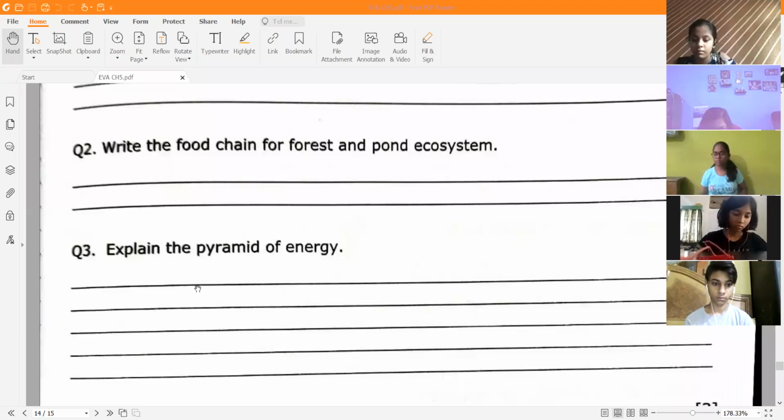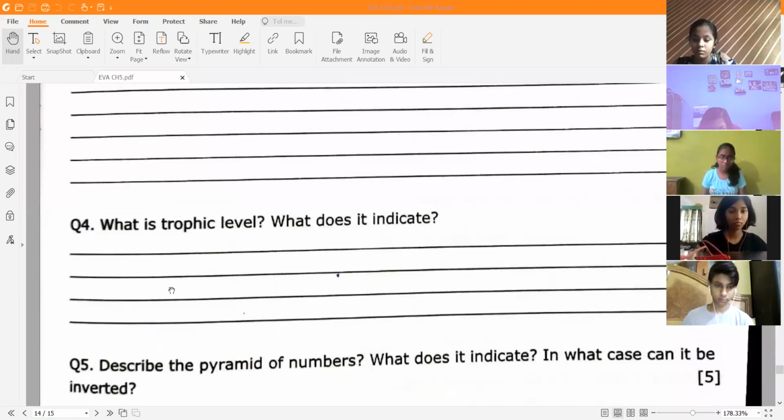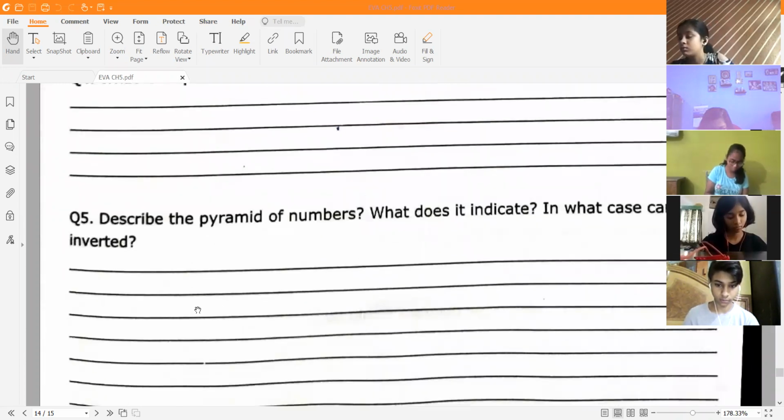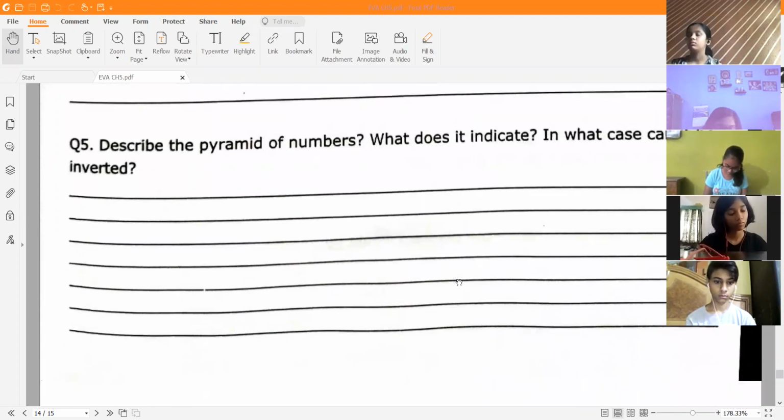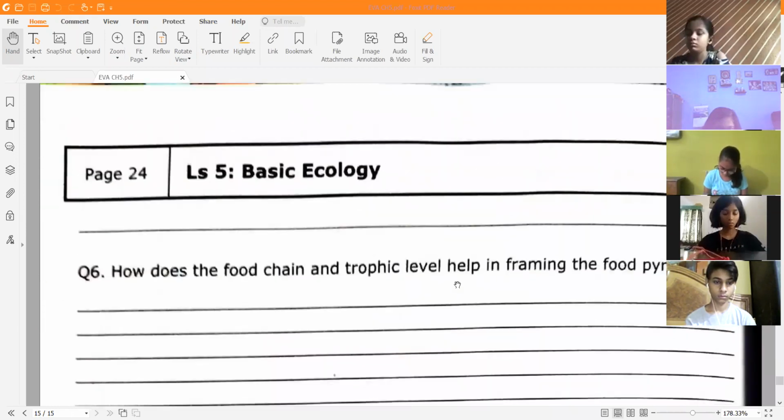Right. Now explain the pyramid of energy. Then what is the trophic level? What does it indicate? You will talk about trophic level from page 47. Then pyramid of numbers. What does it indicate? In what case do you get an inverted pyramid? You have to talk about both the pyramids, the inverted and the upright one, from page 49. The entire explanation is given from page 49 to page 50. So you will do that.